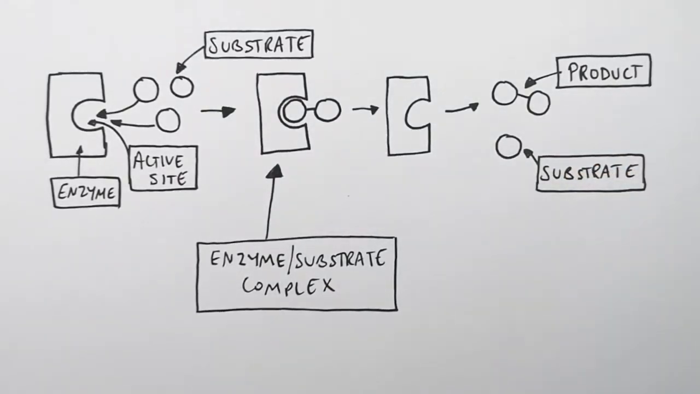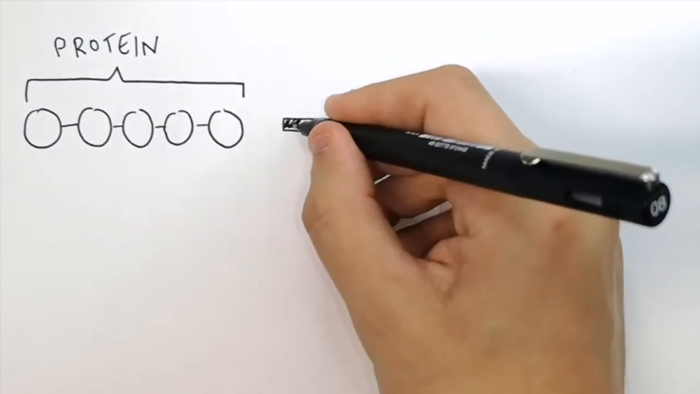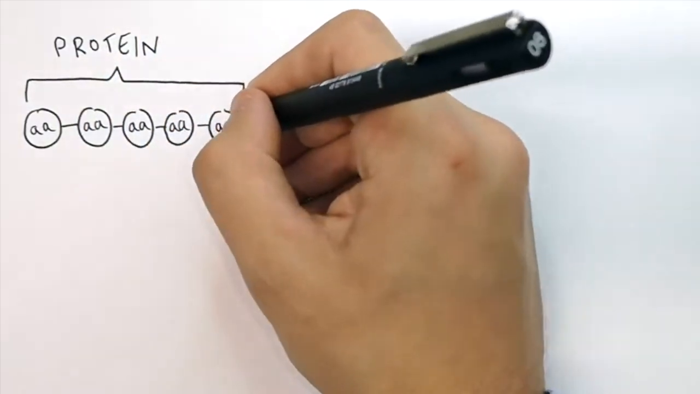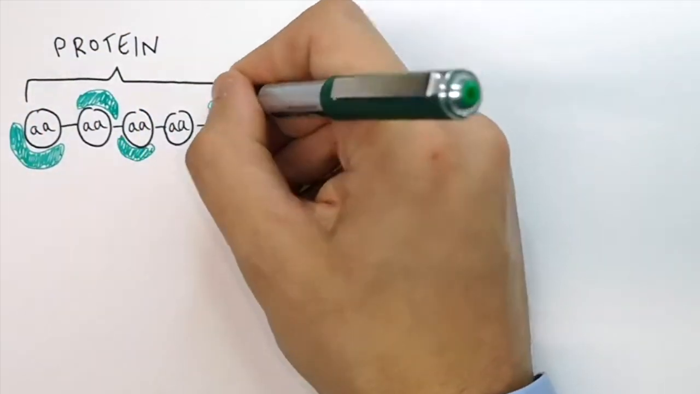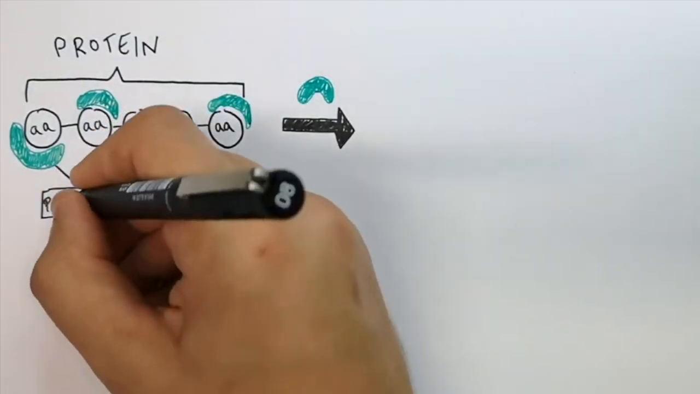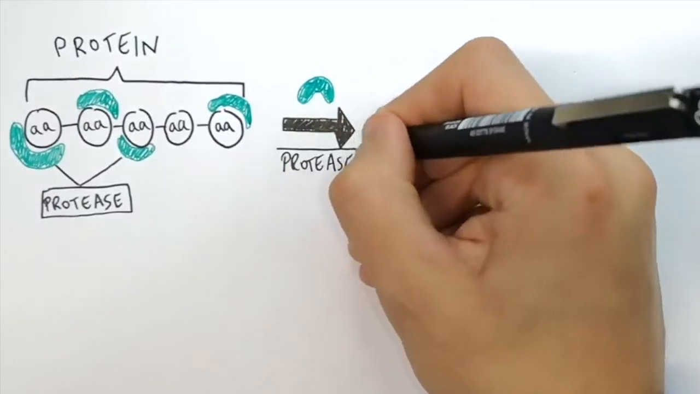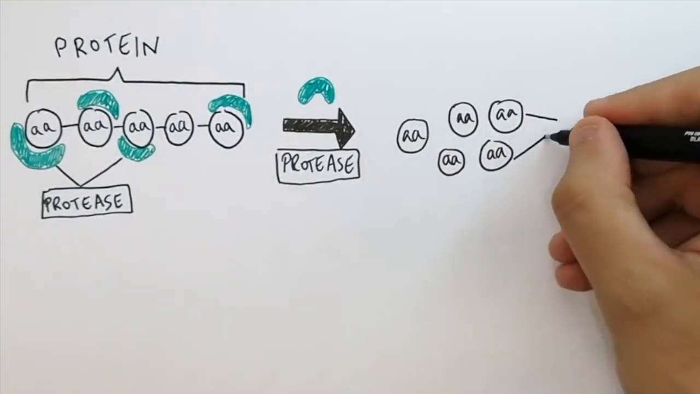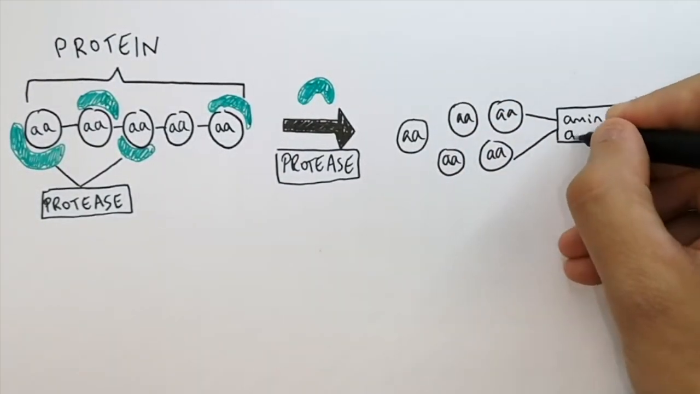Enzymes are biological catalysts. They speed up the rate of reactions in your body. Proteins are formed of amino acids bonded together. And it is the enzyme protease that binds the substrate protein. It is the enzyme protease that breaks down proteins into amino acids.